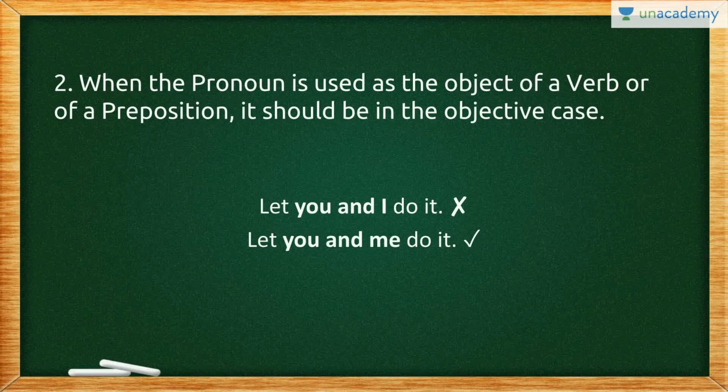Now, the second rule states that when the pronoun is used as the object of a verb or of a preposition, it should be in the objective case. Now look at this. Let you and I do it. Now here it is the object of the verb do. So we would say let you and me do it. Not you and I do it.